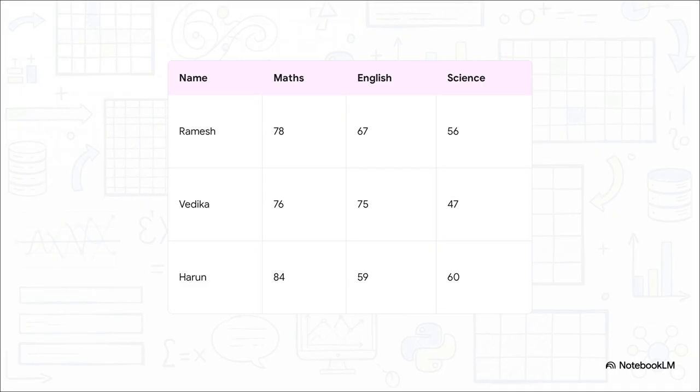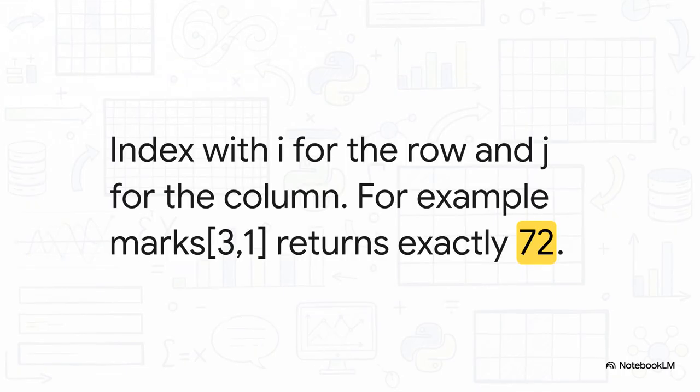Now, a two-dimensional NumPy array maps perfectly onto something we all intuitively get, a standard table. Take this grid of student marks, for example. The student names, Ramesh, Vadika, Harun, Prasad, are our rows, and the subjects, maths, English, science, are our columns. In NumPy speak, the row axis is axis 0, and the column axis is axis 1. To slice into this table and grab what we want, NumPy uses zero-based indexing.